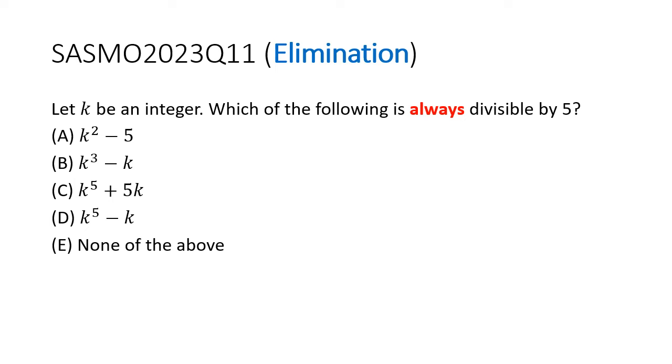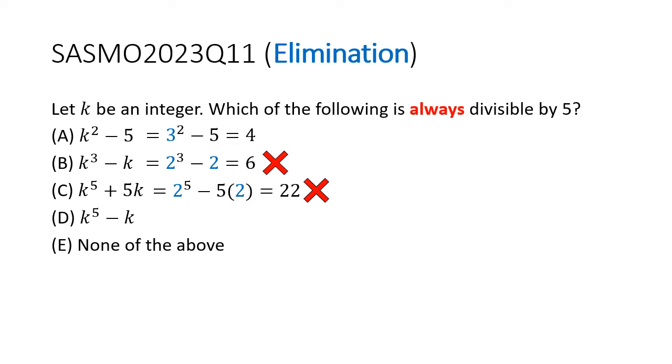So for this question, if you're not familiar with Fermat's little theorem, we can always do this by trial and error to eliminate the options. So let's try k equals 2 first. We substitute it in option B, that will give us 6. Well, that's not a multiple of 5, so we can eliminate option B. Let's try k equals 2 in option C as well. You'll see that 32 minus 10 is 22. That's not a multiple of 5. We've eliminated another option. Let's try k equals 3. In option A, you'll get 3 squared minus 5 equals 4. That's not a multiple of 5, so we've eliminated A.